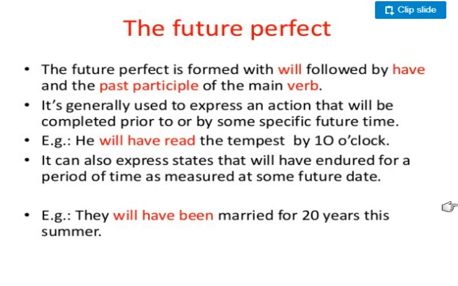The future perfect. The future perfect is formed with "will" followed by "have" and the past participle of the main verb. It's generally used to express an action that will be completed prior to or by some specific future time. Example, he will have read The Tempest by 10 o'clock. It can also express a state that will have endured for a period of time as measured at some future date. For example, they will have been married for 20 years this summer.